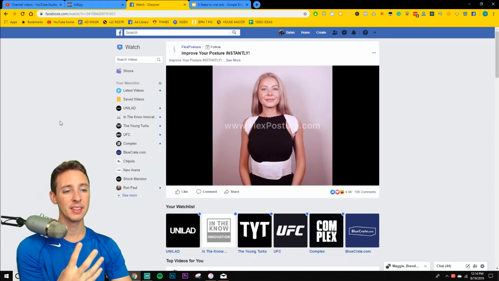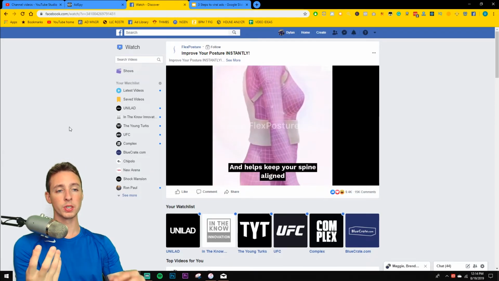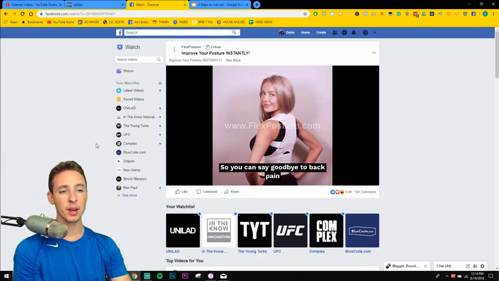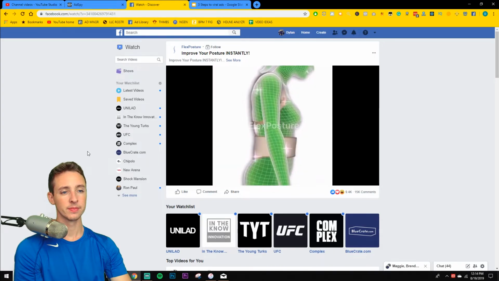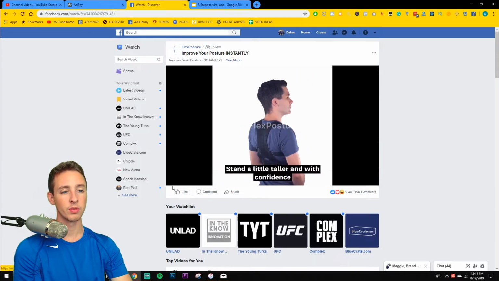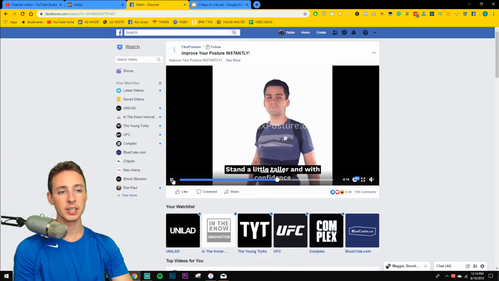So it's explaining the problem. People's spines aren't aligned, back pain. Yeah, so you can say goodbye to back pain, and standing taller with more confidence, and it's presenting a solution.